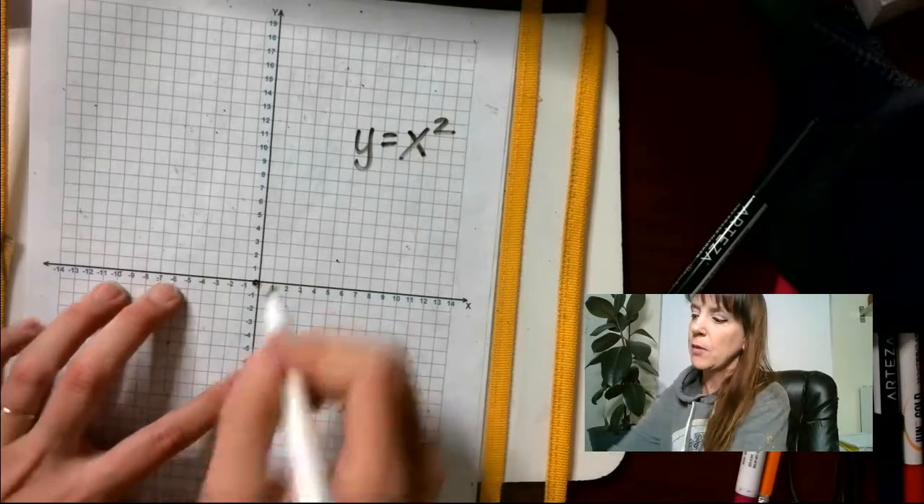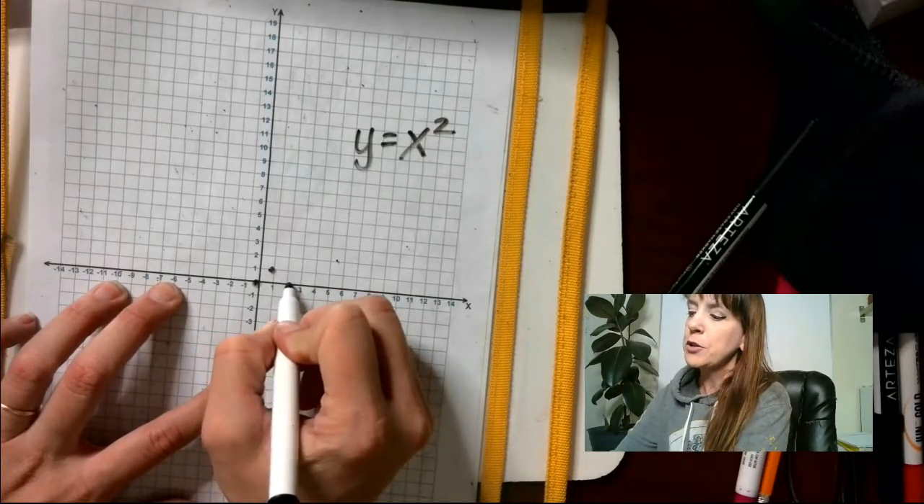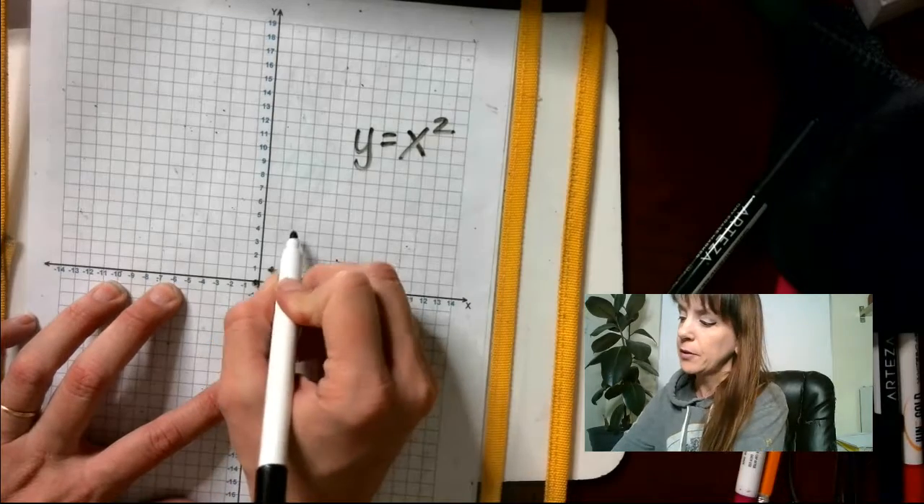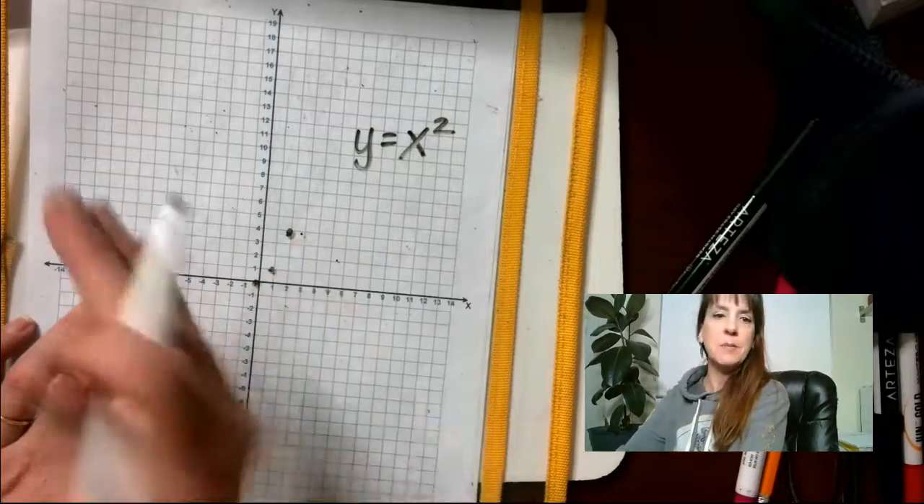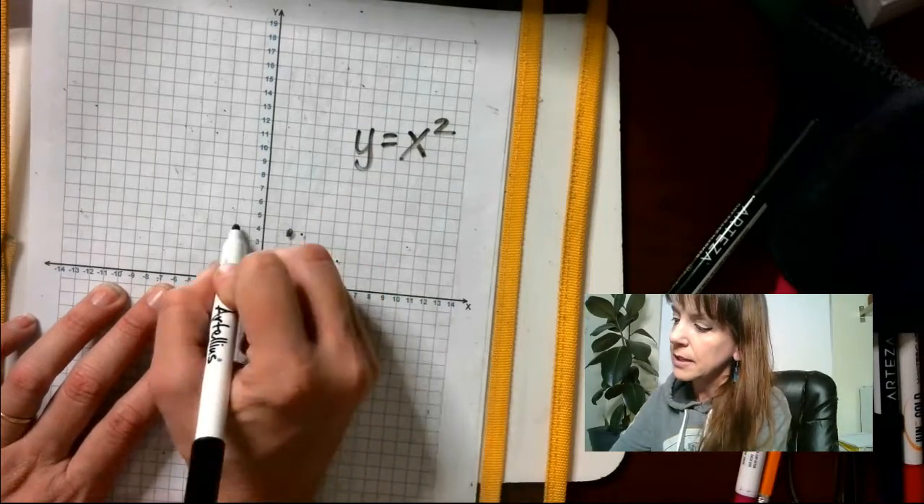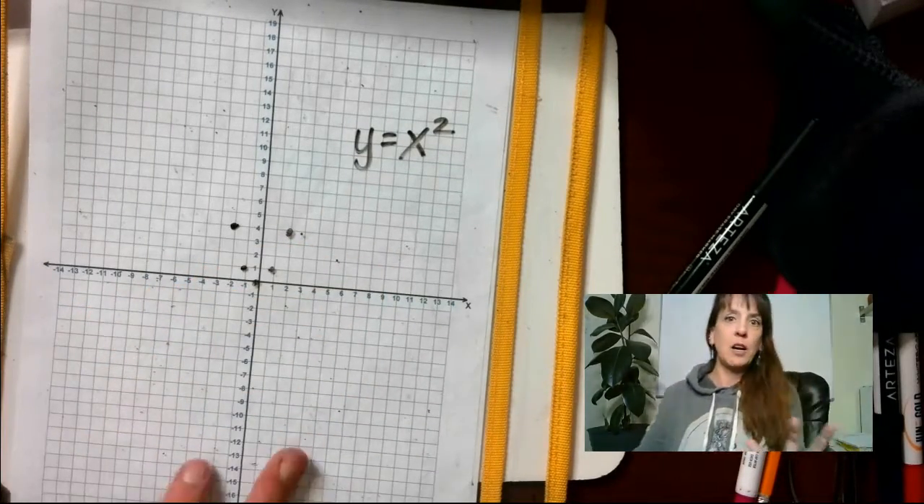Start at 0, 0, we go over 1, up 1, over 2, and then again over 1, up 3. Nope, I'm off there. And then it flips to the other side, okay? Looks like this. There are parts to a parabola, and we're going to talk about each one of these.